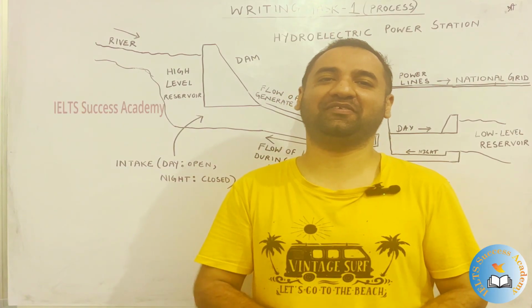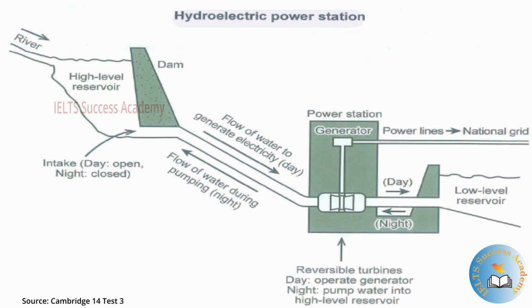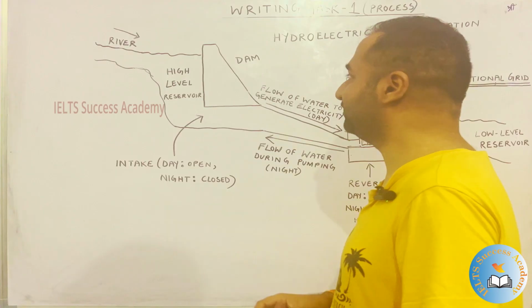Students, welcome, and today we will discuss writing task 1. So in this task 1 we have a hydroelectric power station. This is a process diagram and we have to show how the diagram works, how electricity is generated through the power station, what happens during the daytime and what happens during the night time. So let's look at the daytime first.